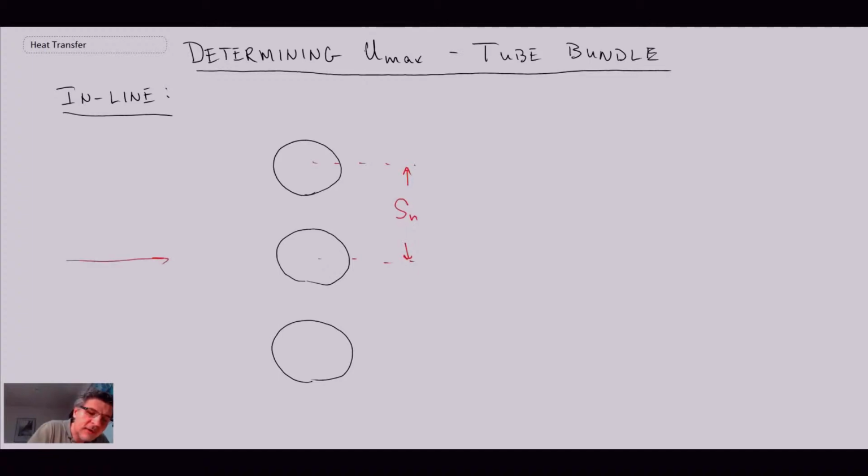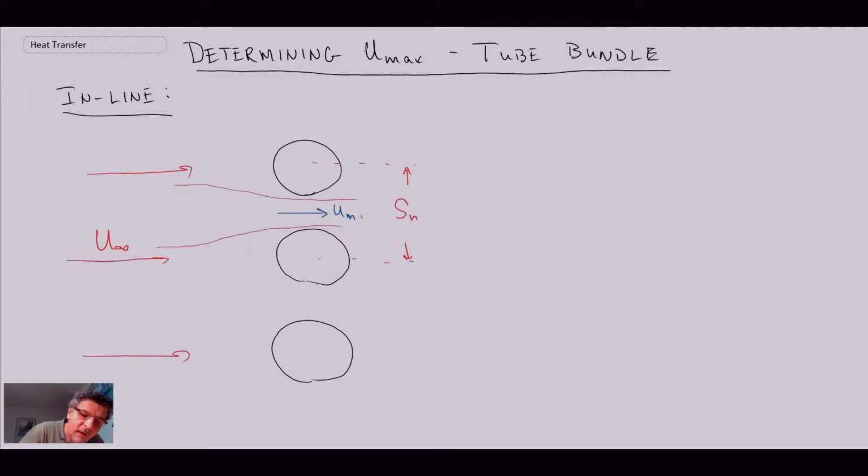We have free stream coming from the left to the right, and so the free stream velocity is U infinity. And if you go back and look at the flow visualization from the first segment of this lecture, you'll notice that there's fairly significant jetting going on, or accelerated flow between the tubes, and we had this region of high velocity in the middle there. That is what we are going to refer to as being Umax for the inline configuration.